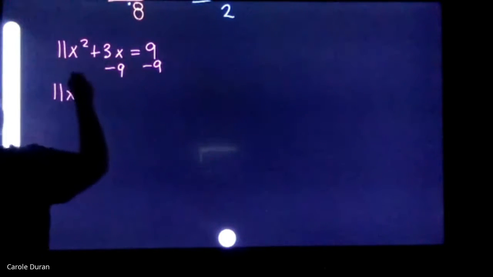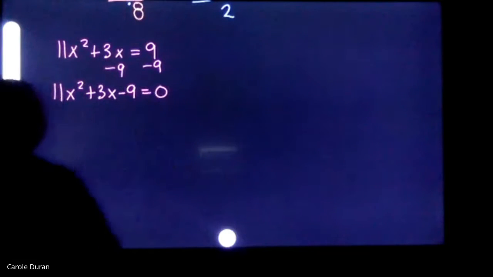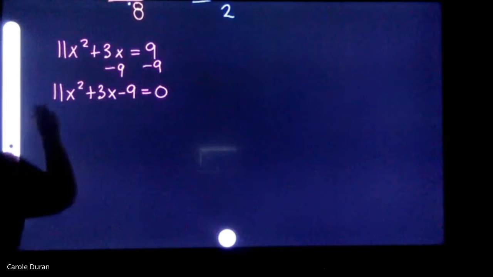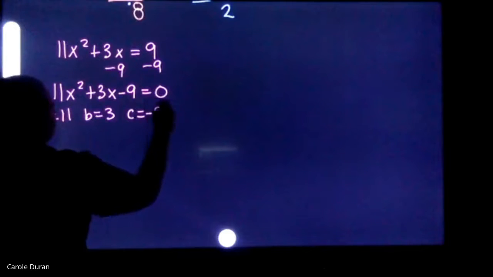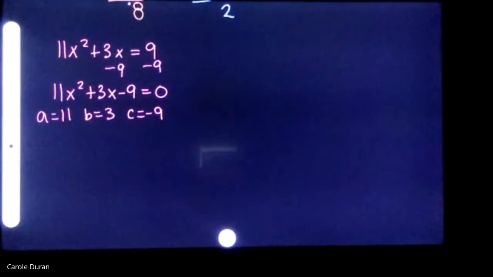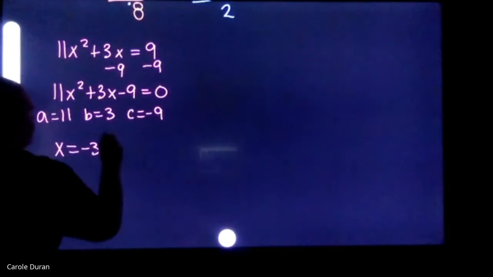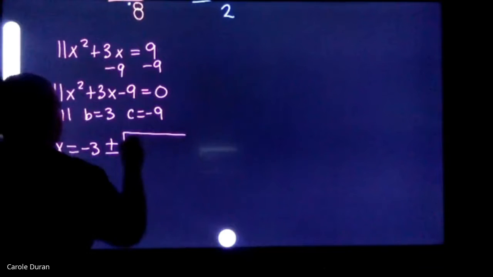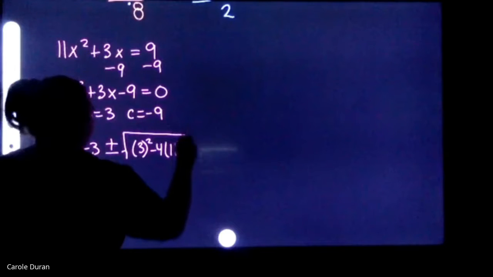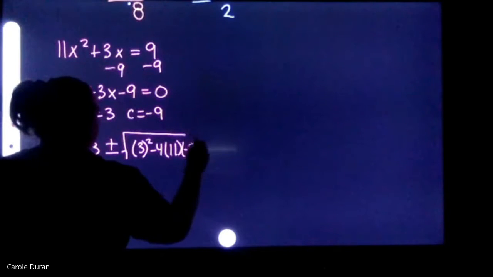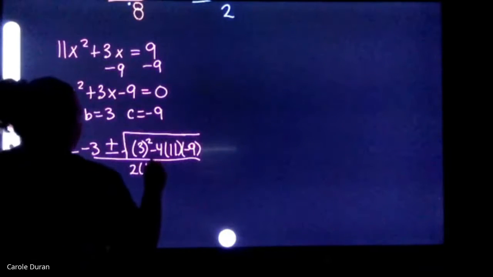When I do that, I'm left with 11x squared plus 3x minus 9 equals 0, which means I can go ahead and pull out my a, b, and c values, which will then allow me to plug them into our quadratic formula. So when I do, I get x equals negative 3 plus or minus the square root of 3 squared minus 4 times my a value of 11 times my c value of negative 9, all over 2 times my a value of 11.